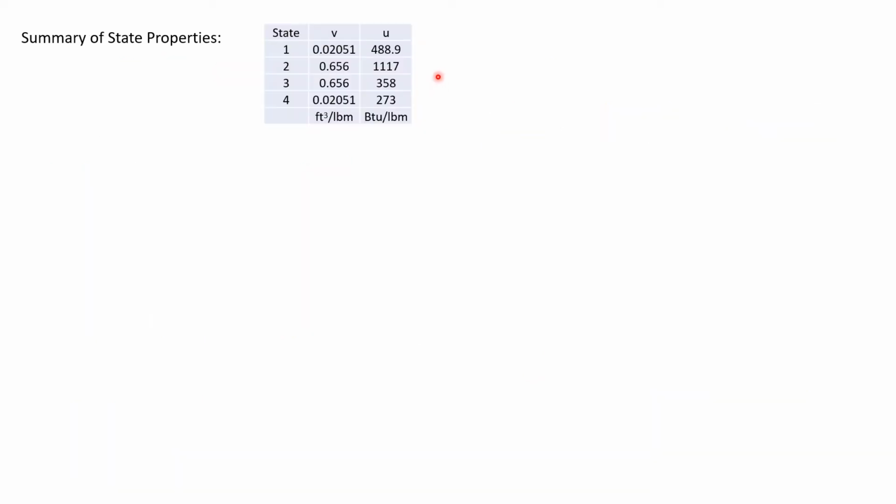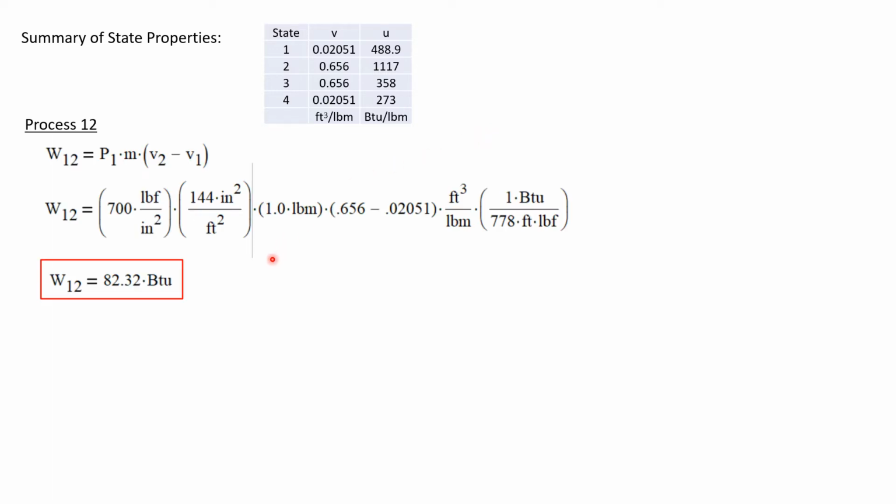So let's summarize what we've done so far. For each of the four states that occurred during the process, we have the specific volume and we have the internal energy. So now we can begin to calculate work and heat for each process.